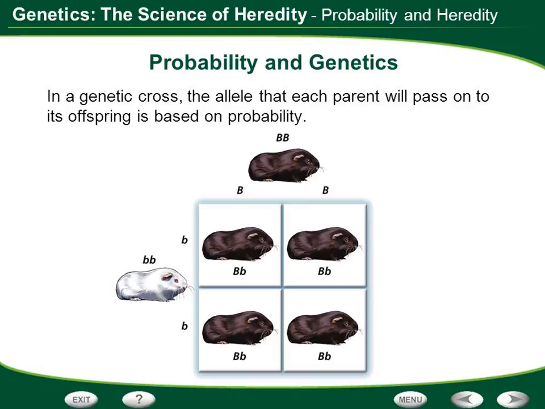So if you mate a purebred black mouse, capital B on top, with a purebred white mouse, little b on the left, each of those parents gives one of those alleles to the offspring, so the offspring will get a capital B from the black mouse and a small b from the white mouse. So therefore they will all be hybrids of capital B and little b, but since capital B is dominant, they will all look black.